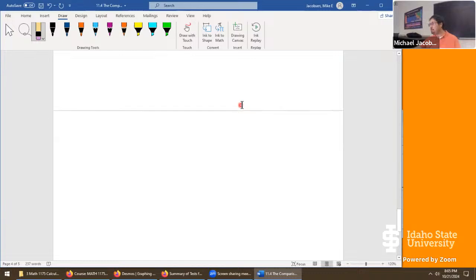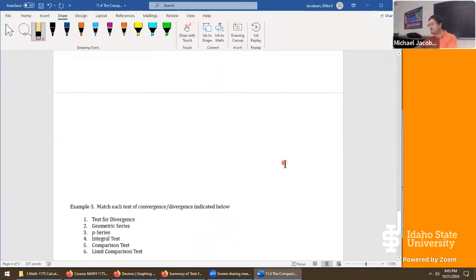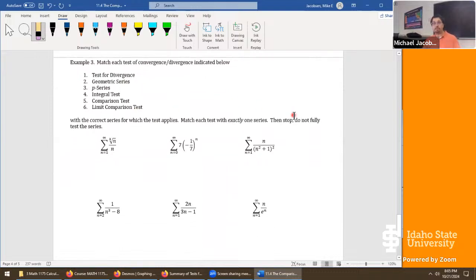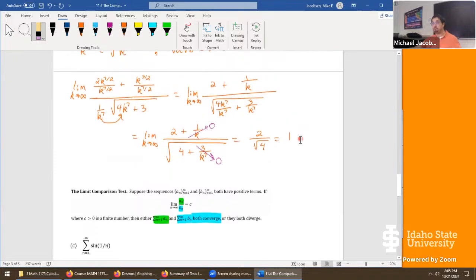And then we'll do the important work of synthesis. We have a lot of tests, all 6 of them so far. And so we're going to spend some time just kind of reviewing what test matches with what with all those random series before we go off to the next section, which is alternating series test.